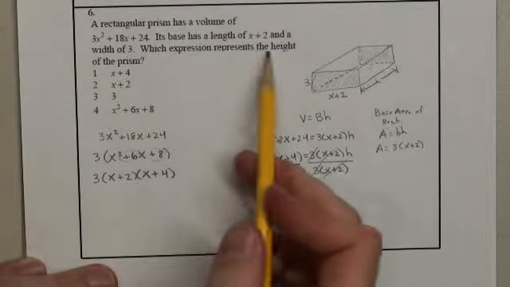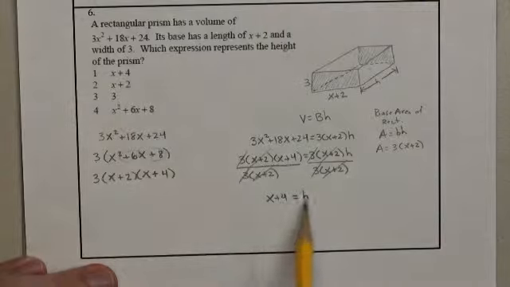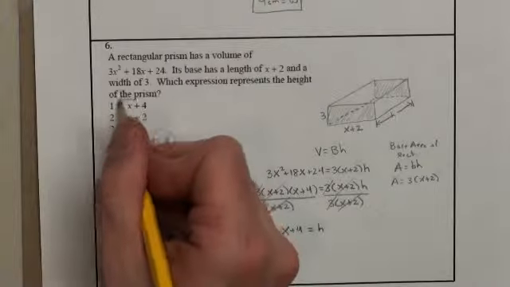So which expression represents the height of the prism? H equals x plus 4. Here's your answer.